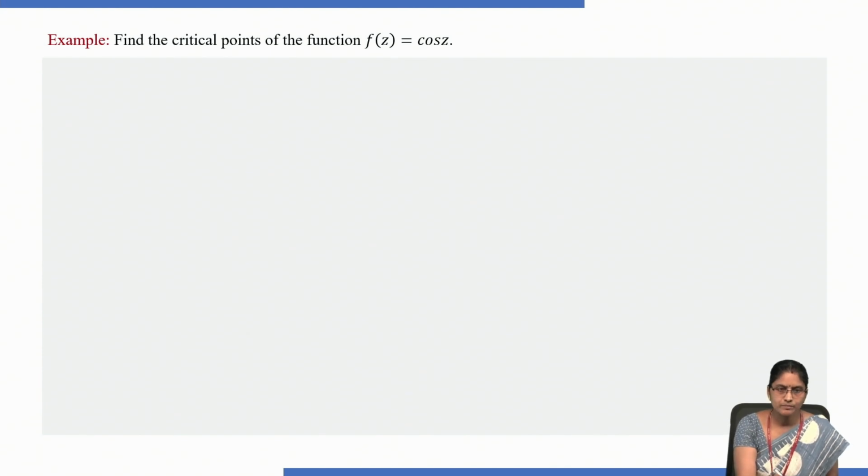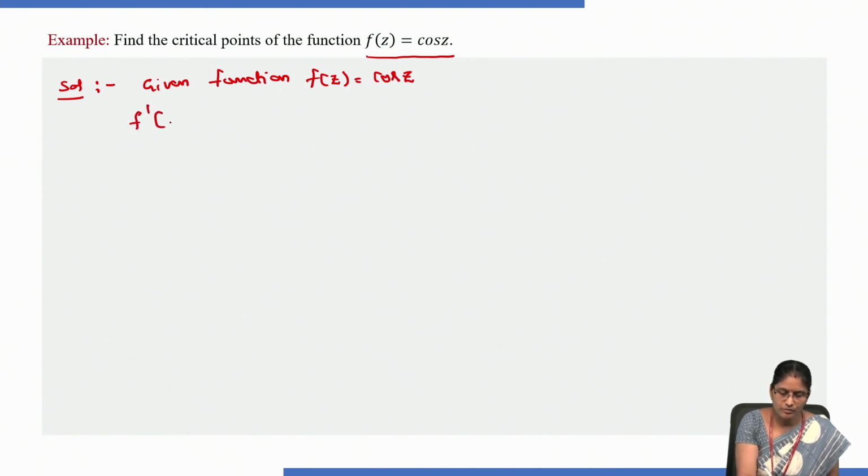See another example. Find the critical points of the function f of z is equal to cos z. Given function f of z is equal to cos z. Find out the function derivative. F dash of z is equal to minus sin z.